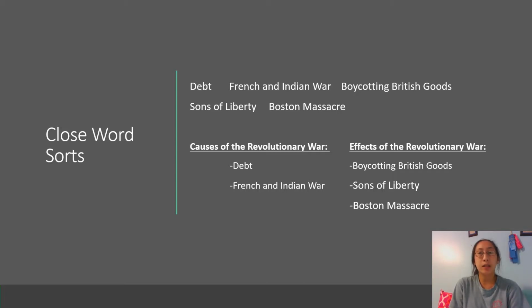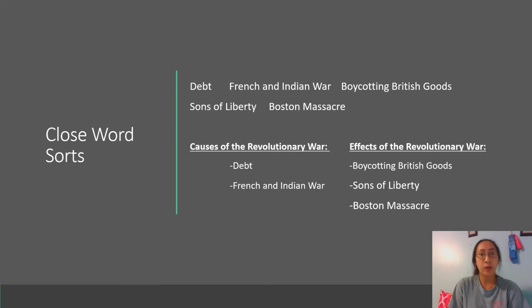So some of the causes of the Revolutionary War is debt. Debt is something that you borrow money from somebody and you're planning on repaying them back in the future. The French and Indian War is when Britain and France and New France were fighting over land. It was a 7 years war. They were fighting over who owned what land.